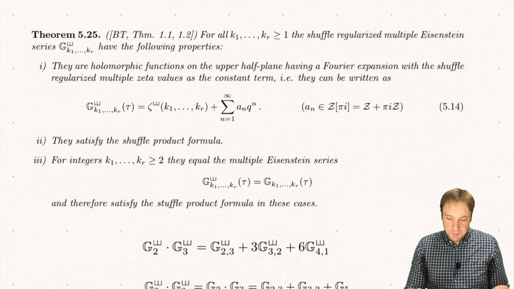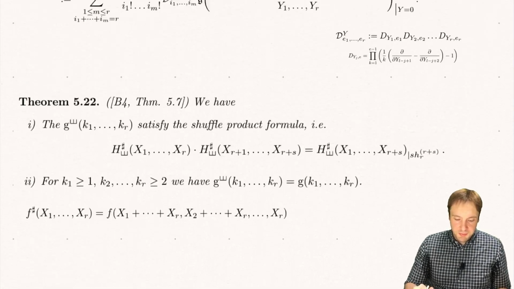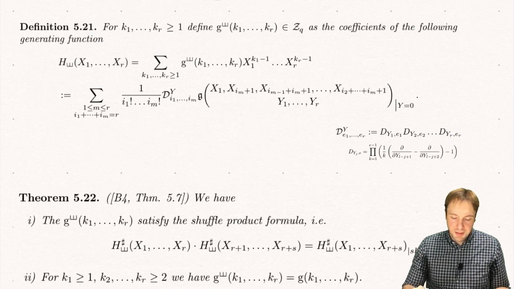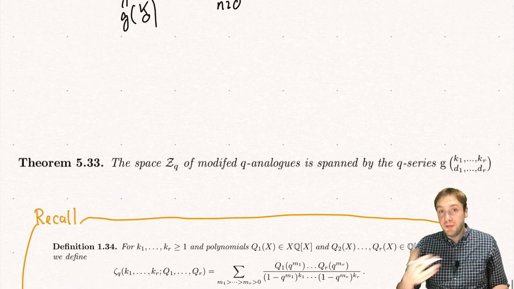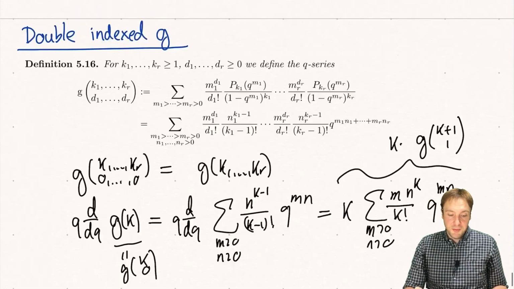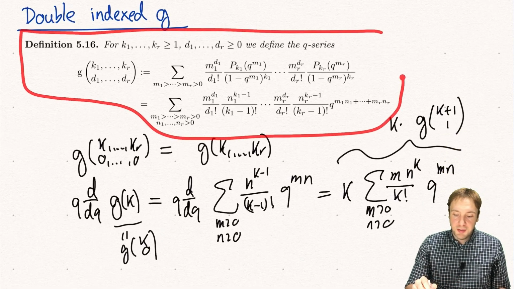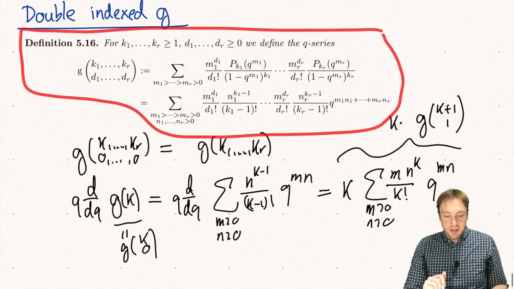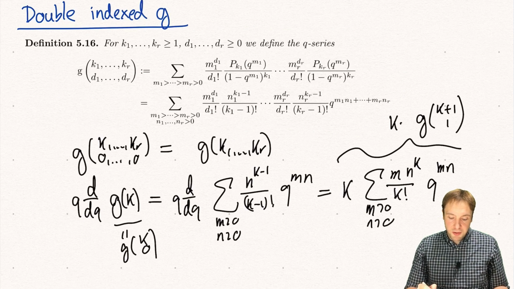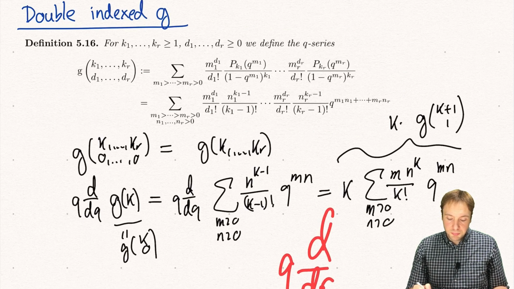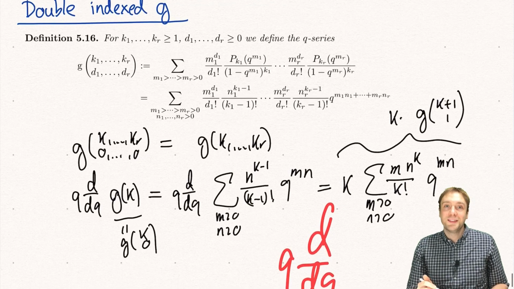And yes, so maybe this was not really detailed, but you can find the details in the lecture notes, and also the definition of these stuffle regularized multiple zeta values. And next time we will talk more about these double indexed G and talk about their algebraic structure and also the behavior of this operator q d/dq on these guys. And yeah, see you then.